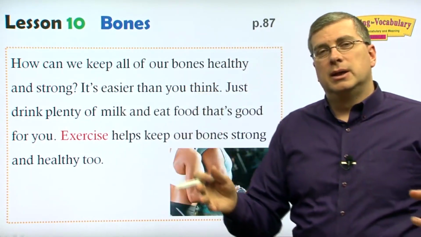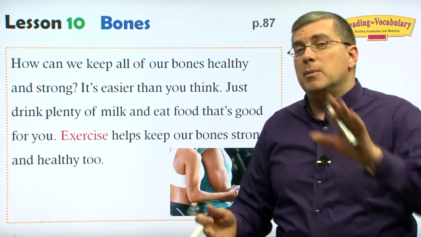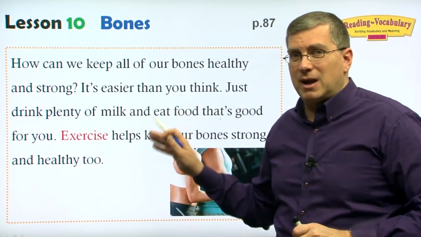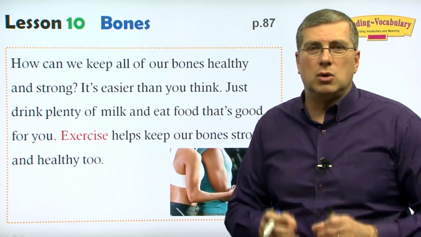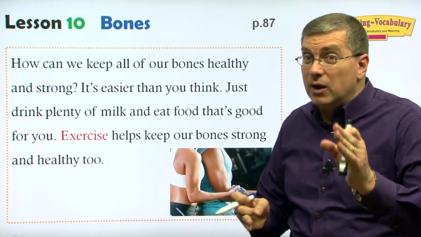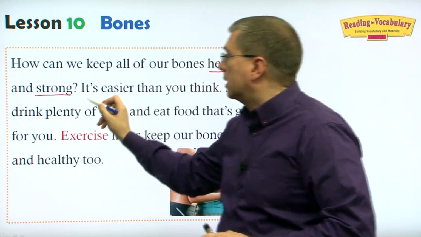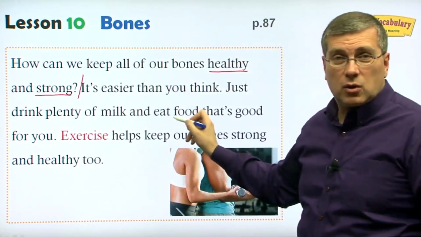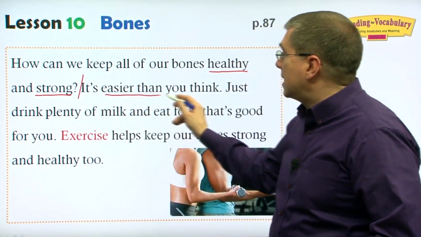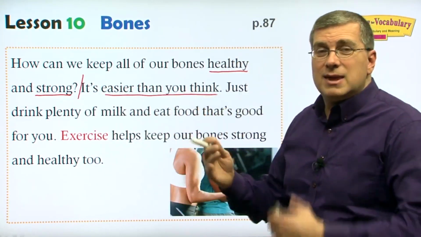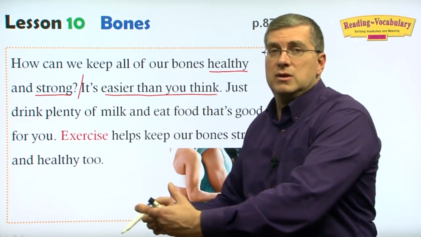So, we've talked about types of bones, shapes of bones, how many bones we have, but we also want to talk about in this passage, how do we protect our bones? How do we make sure our bones are strong and healthy? Very important, right? We want to make sure our bones are healthy and strong. That's the question. So after the question, we're going to find the answer. It's easier than you think. That's not the answer. That's just telling us it's easy to do what we want to do, okay?